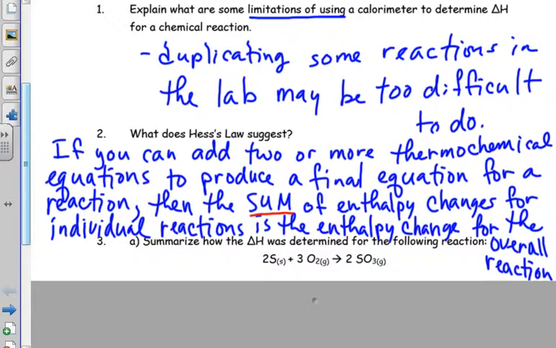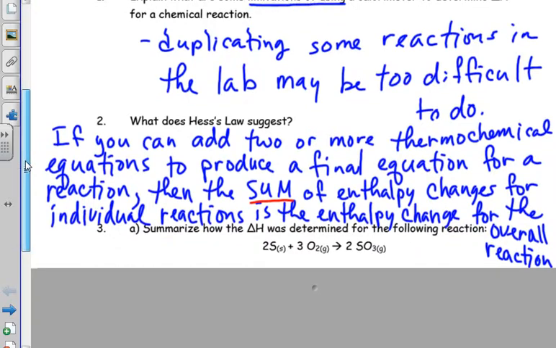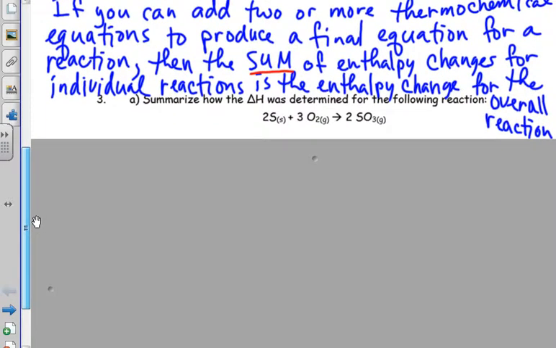So there's a lot here to squeeze into this part. It states if you can add two or more thermochemical equations to produce a final equation for a reaction, then the sum of enthalpy changes for individual reactions is the enthalpy change of the overall. So in other words, if we can manipulate equations to represent an overall equation, all we need to do is simply add up those heats involved with each one, and we can get the total. And this next example, I'm going to go through that and illustrate how.